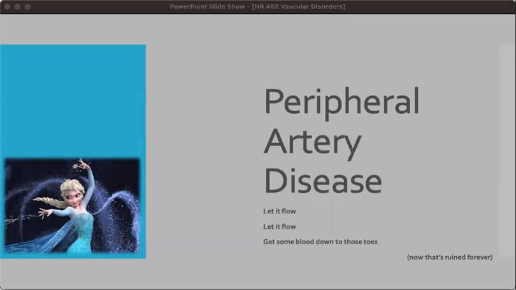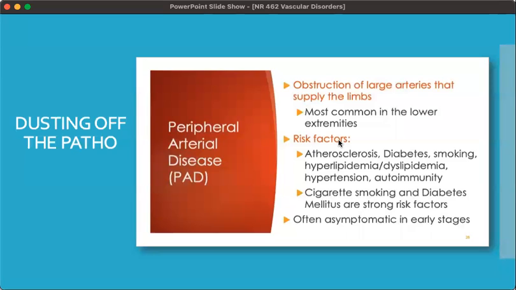All right, so next we're going to be talking about peripheral artery disease. First thing we need to start looking at with peripheral artery disease, review the patho. So what we're talking about here is obstruction of the arteries that supply the distal extremities. Symptoms are mostly going to be seen in the legs. Occasionally patients can have symptoms in the arms, but not nearly as common as lower extremity symptoms.